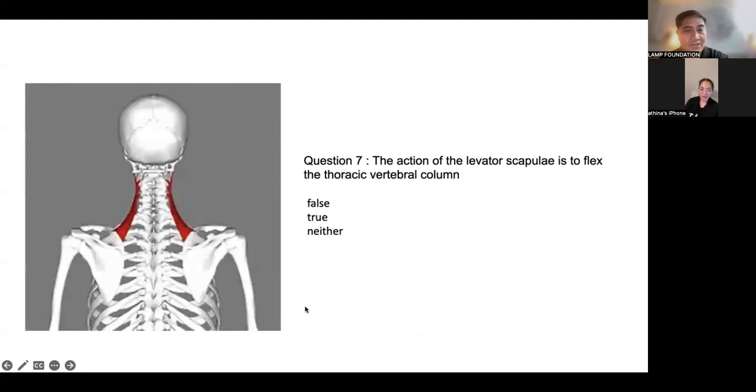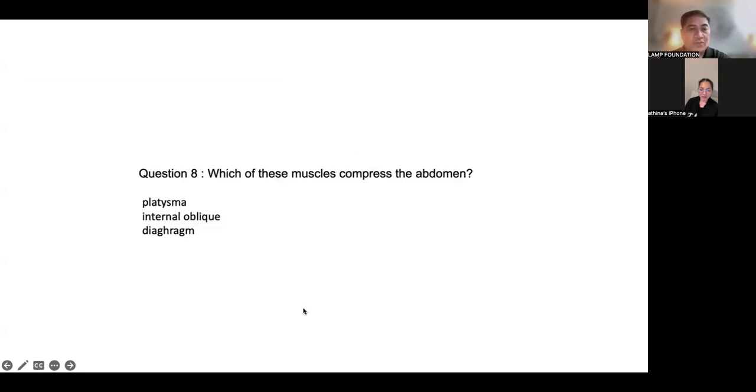The action of the levator scapulae is to flex the thoracic vertebral column. True or false? That is false. As its name suggests, the main function of this muscle is to elevate the scapula. Additionally, levator scapulae acts with the trapezius, latissimus dorsi, rhomboids, pectoralis major, and pectoralis minor muscles to inferiorly rotate the glenoid cavity, stabilize the spine, and extend and laterally flex the neck. Which of these muscles compress the abdomen?